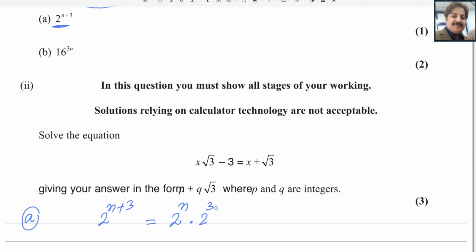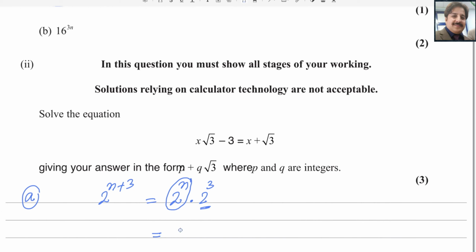So this is m, and 2 to the power 3 equals 8. So the answer of this part will be 8m. Got it? So this is the answer for the first part.